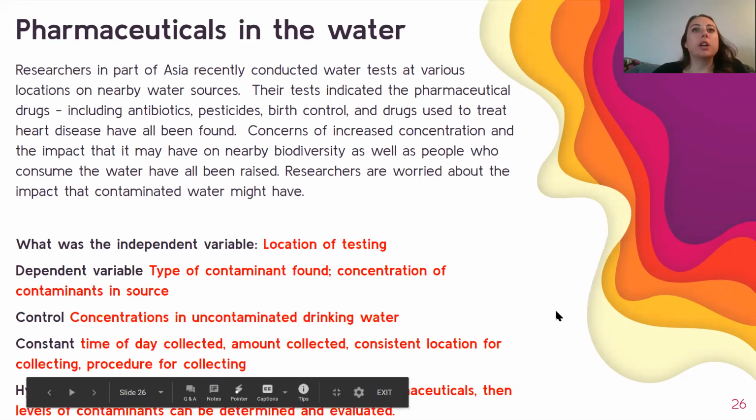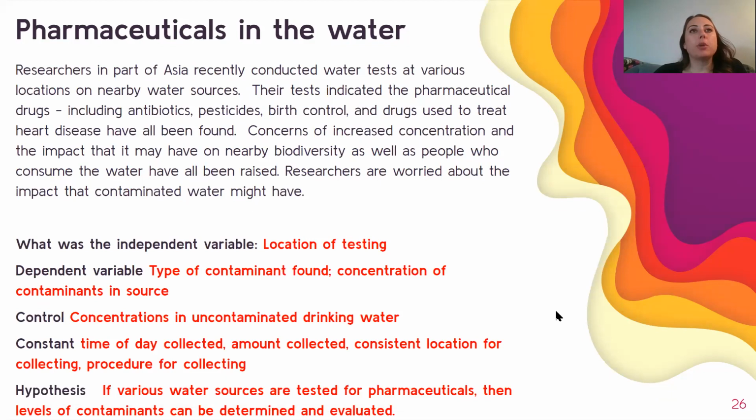Okay, so here we go. Our independent variable is where we are testing, okay? And so it says they are going to conduct water tests at various locations on nearby water sources. So where are we testing is the thing that I'm changing. If I only test in one spot, then I don't really have an independent variable. They've already told you that pharmaceuticals have been found. So now we don't want to know if they're present, we want to know where they're present. And so that's my independent variable.